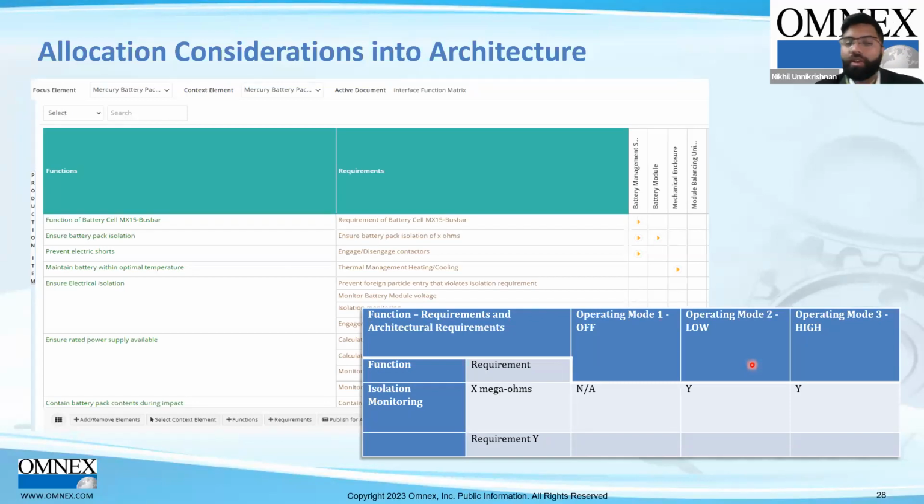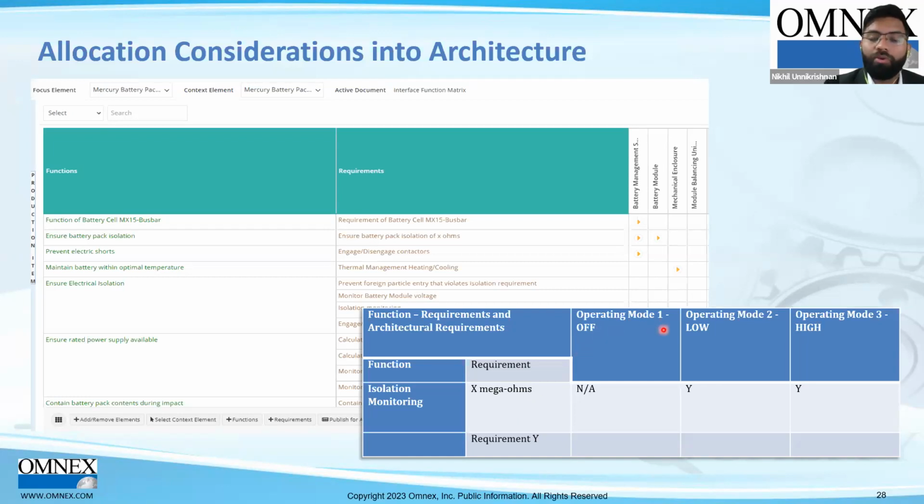I'm also including a different concept here on my screen where we're talking about allocating functions and requirements into your dynamic architecture. So this is an example consistent with the previous architecture that I just showed you in the previous slide. We're talking about isolation monitoring. So let's say I have isolation monitoring to a particular X mega ohm. So let's say 400 ohms or something like some resistance value.